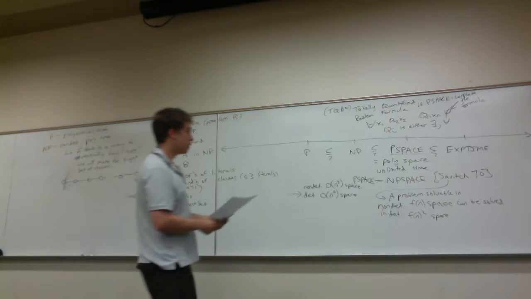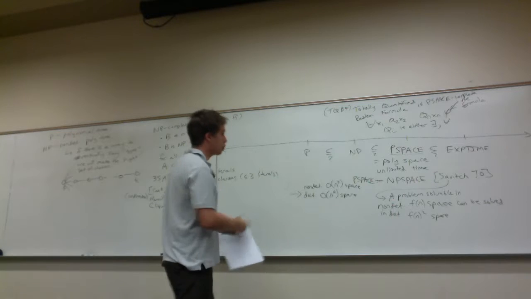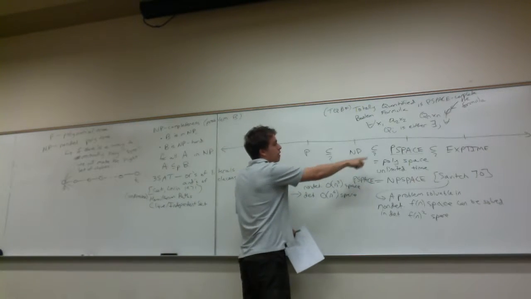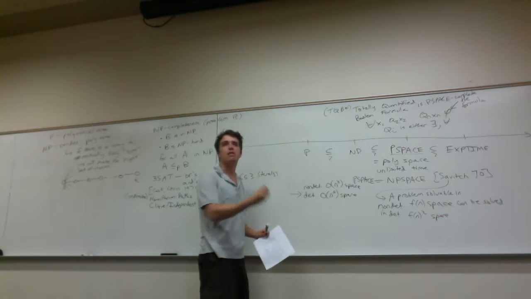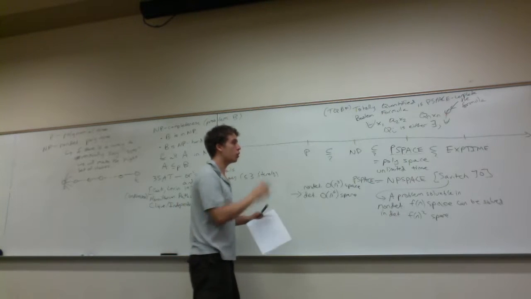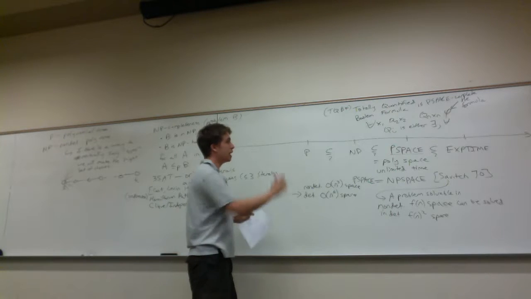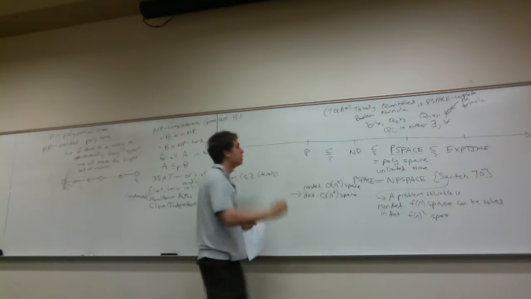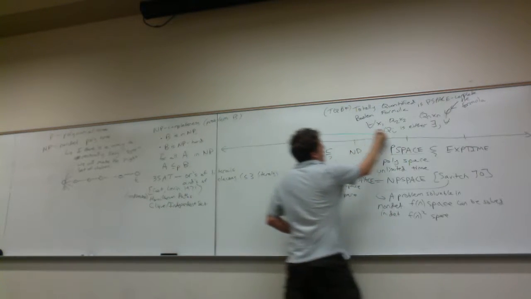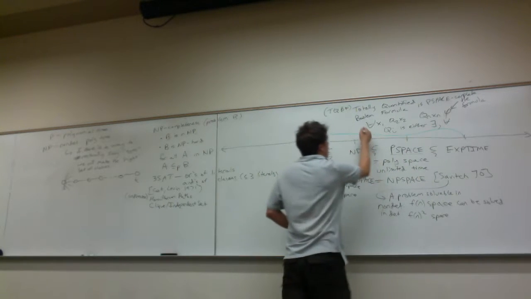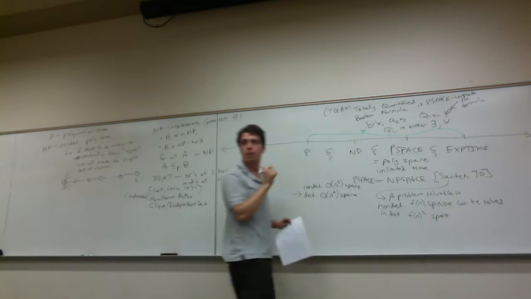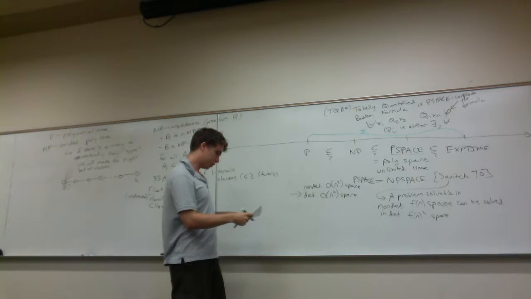But we actually do have a nice result here. So we don't know which one of these is strict. We actually believe that every single one is strict, but we don't know which ones exactly. But we do know at least one of them must be strict, because we can show that for P and EXPTIME, these are not equal. Okay?